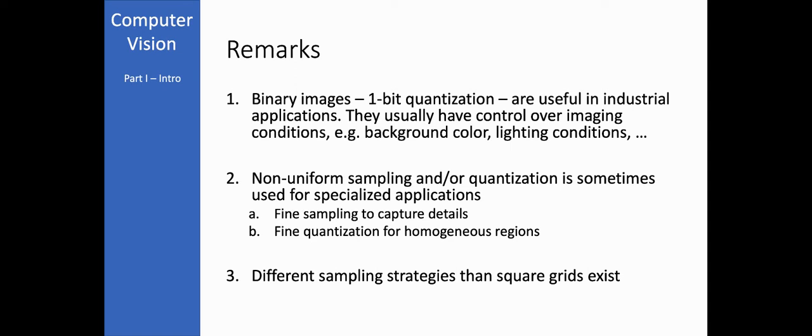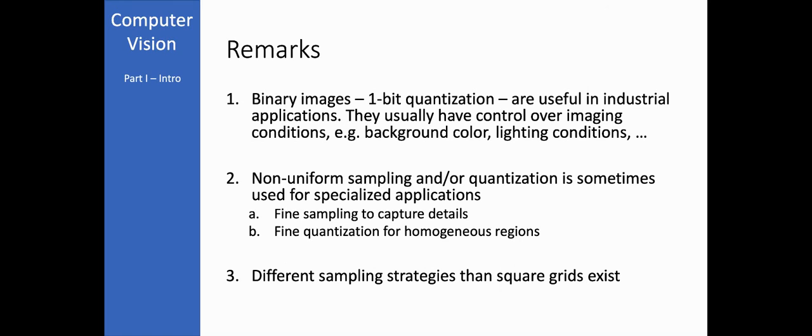In these examples, we've seen that we use the same size of pixels and the same number of bits to represent intensity in each pixel across the image. But this is a choice. You can actually use non-uniform sampling and quantization, and these are used sometimes for specialized applications. What I mean is, for example, if you have an image where you have lots of homogeneous regions and few edges and corners, you can actually use fine sampling to capture those details in the edges. So use smaller sized pixels where edges and corners are, and use larger sized pixels in the homogeneous areas.